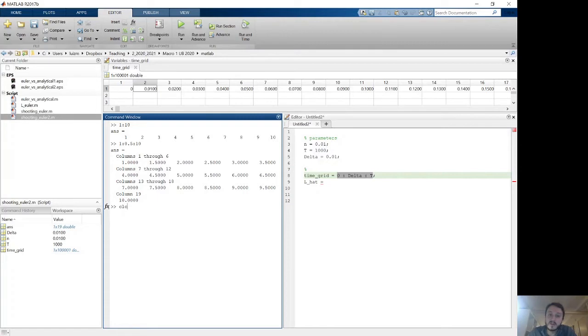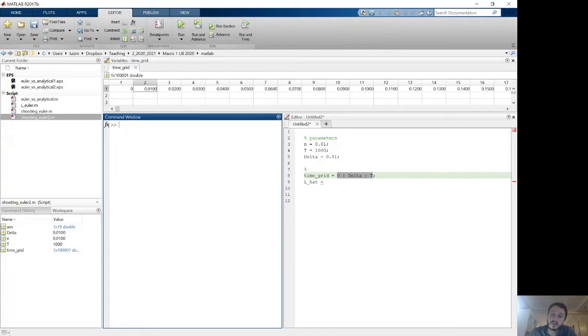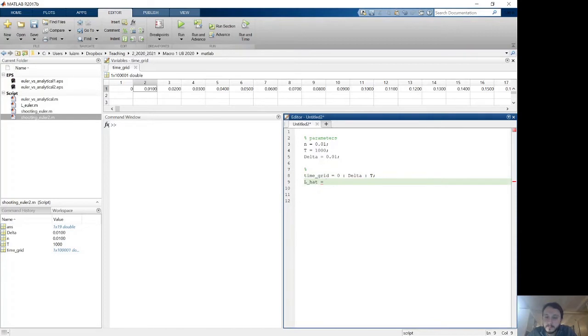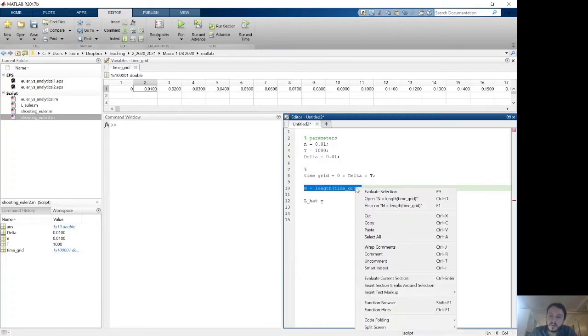Okay. I use CLC here to clean the window, just to make it clean. And then L hat. I want it to be a vector. Let's start with a vector that has all entries equal to 0. But then I want it to have the same size as this time grid vector. So let me create another variable called big N, which is the length of the time grid vector. Let me run this without the semicolon because we want to know the result.